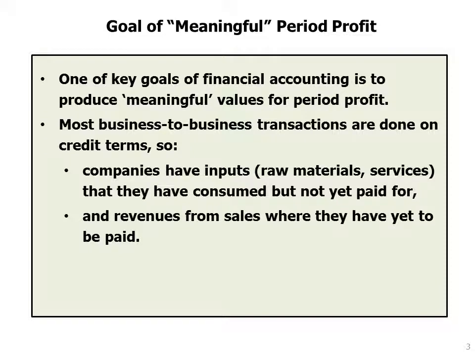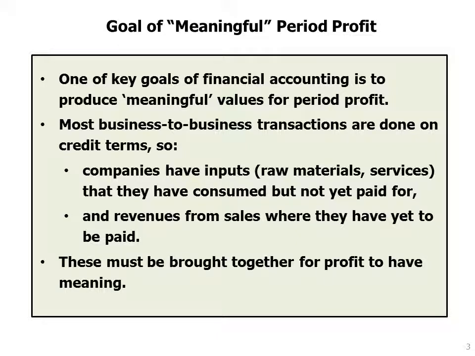Most business-to-business transactions are done on credit terms, so companies have inputs, raw materials and services that they have consumed but not yet paid for, and revenues from sales where they have yet to be paid. These must be brought together for profit to have meaning. Financial accounting is sometimes referred to as accrual or accrual-based accounting.